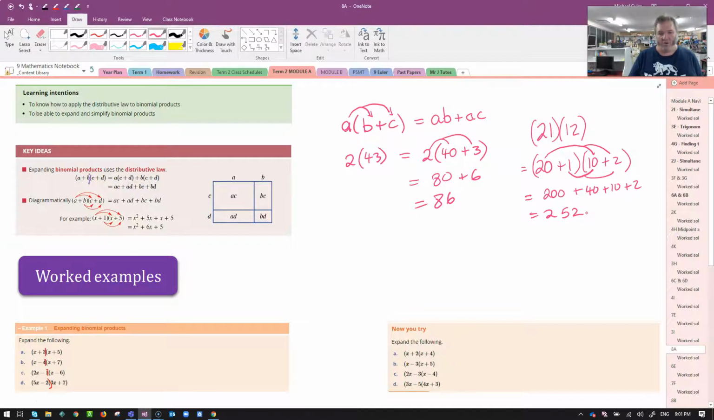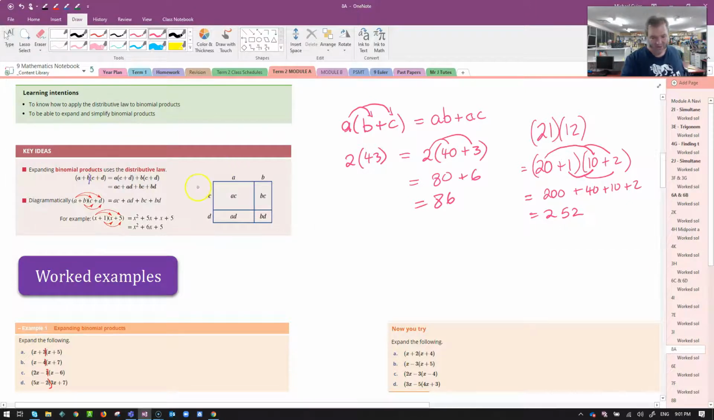That's what we're doing. All you're going to need to remember for these is that each term in the first bracket multiplies each term in the second bracket. There are a number of little mnemonics and things, but they only work in certain situations. So I don't want you to remember anything other than if I've got a bracket multiplying another bracket, everything inside that first bracket multiplies everything inside the second bracket.